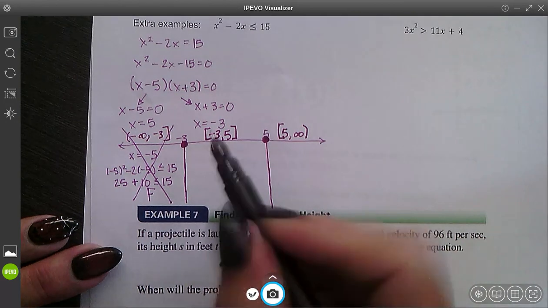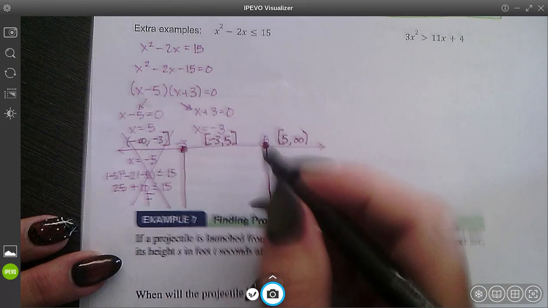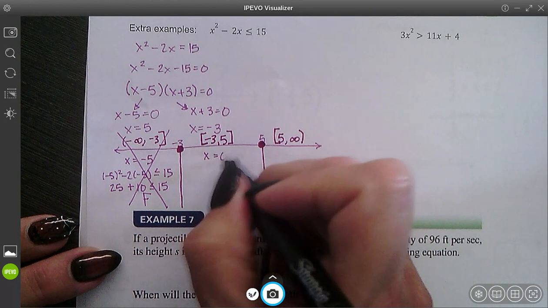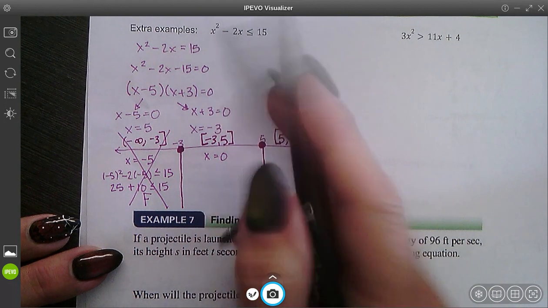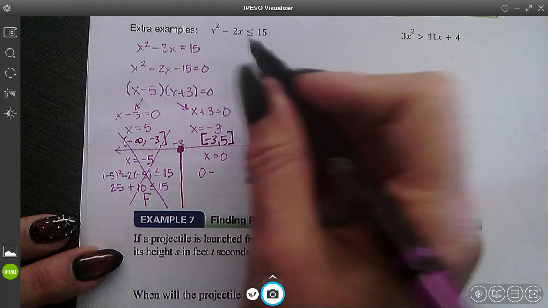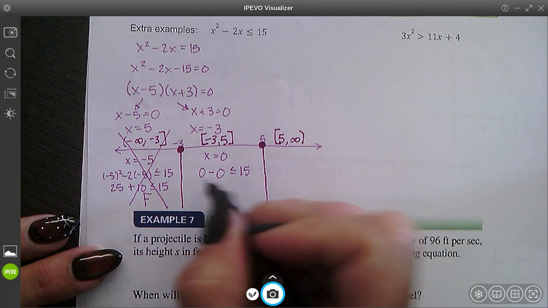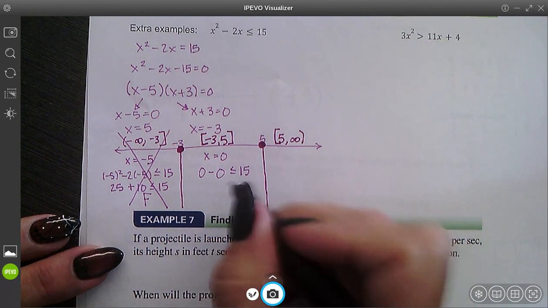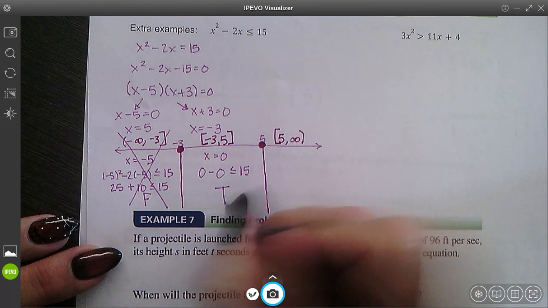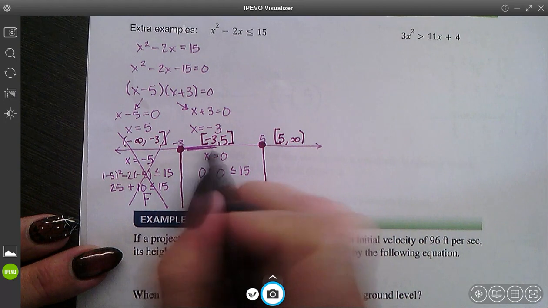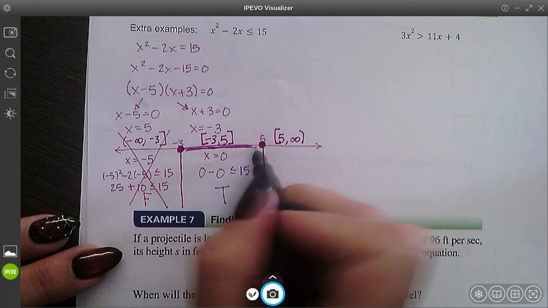Cross it out. Between negative 3 and 5, 0 is a good number. So if I put in 0, 0 squared is 0, 2 times 0 is 0, and I need to see if 0 minus 0 is less than or equal to 15. It is. So this section of the number line is a part of my solution.